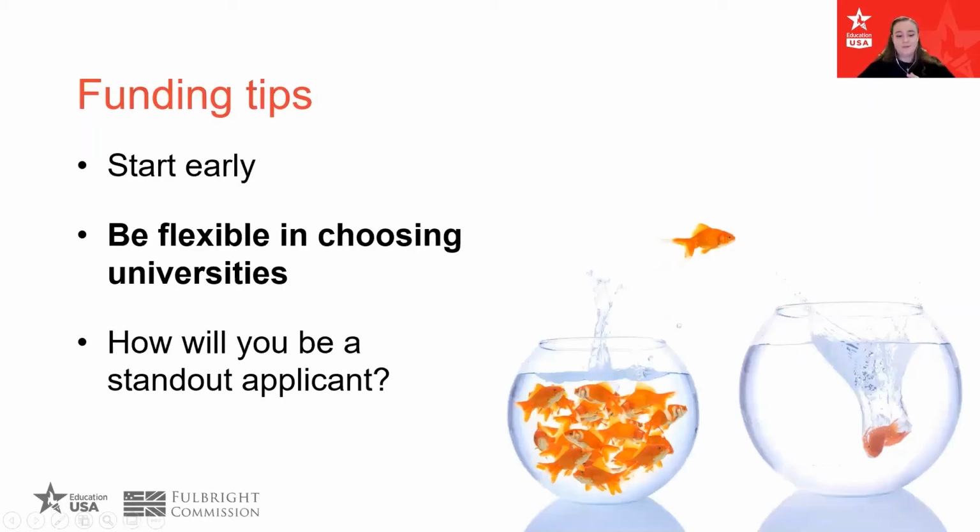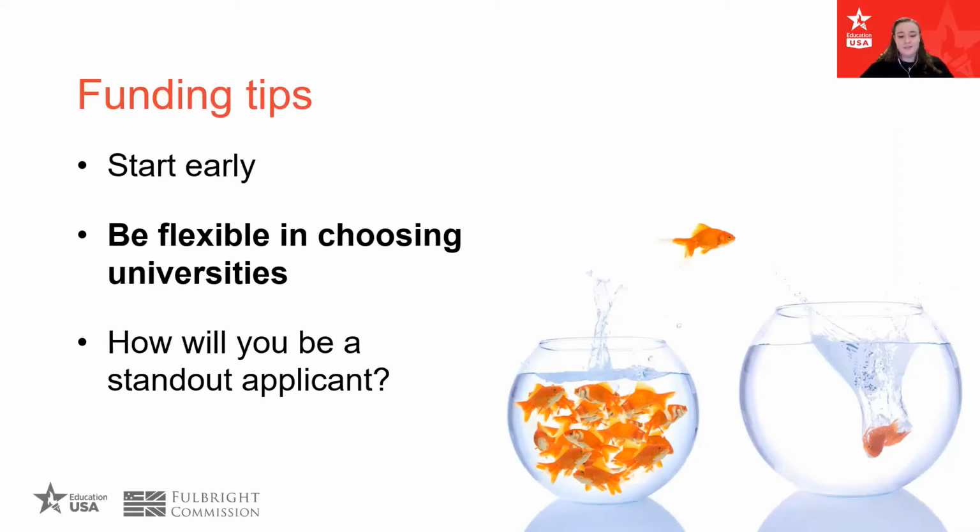Okay, so just before we move on to the application process, I'm going to quickly run through some funding tips. Make sure you start early. If funding is important, make sure it's being considered from the get-go of your research so you don't get caught out later on. Be flexible in choosing universities. As we said, don't just apply to universities that you've heard of or seen mentioned in films. Make sure that you are keeping your options open and looking for universities that do offer financial aid to international students and are a good fit for you.